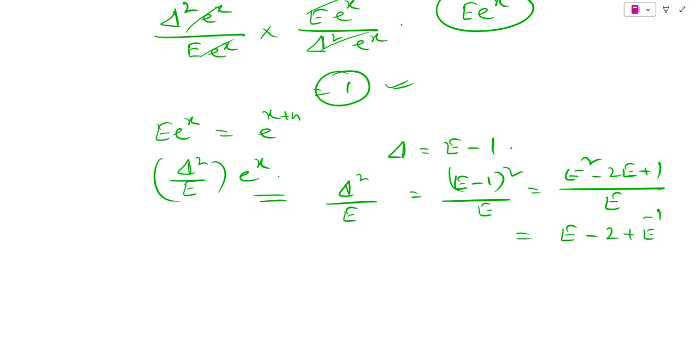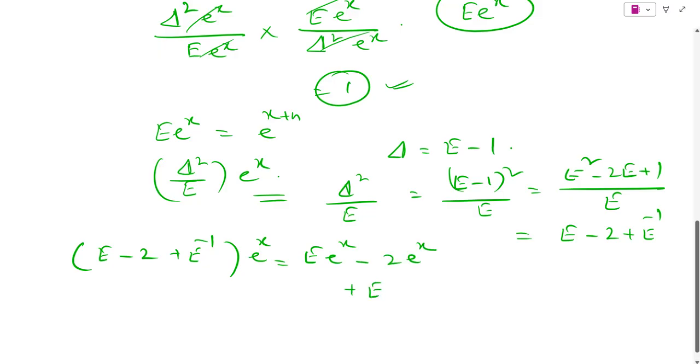Right? Now let's apply this expanded operator to our function e to the power x. So (E minus 2 plus E inverse) e to the power x is equal to e to the power x plus h minus 2 e to the power x plus e to the power x minus h.